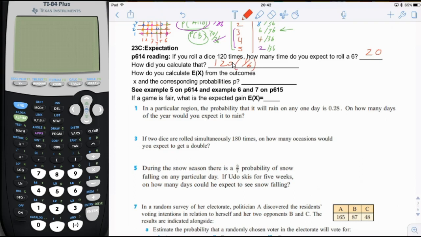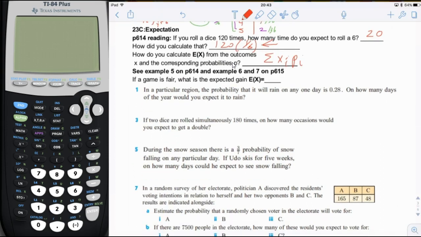Okay. How do you calculate expected value of x from the outcomes x and the corresponding probabilities p? Actually, you do exactly what you did here. You're going to take the outcome and you're going to multiply it times the probability. And then actually you're going to add them all together. Okay? So let's move on here.